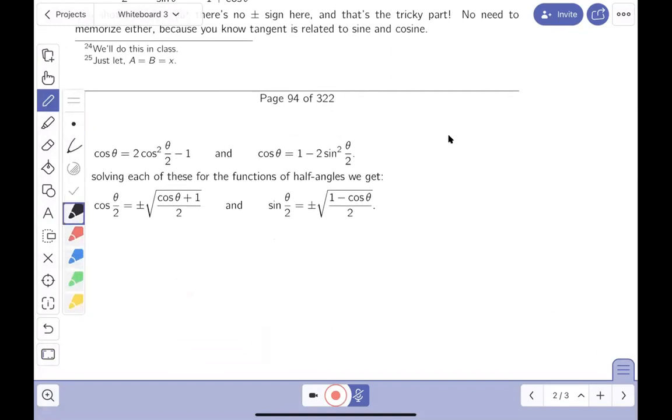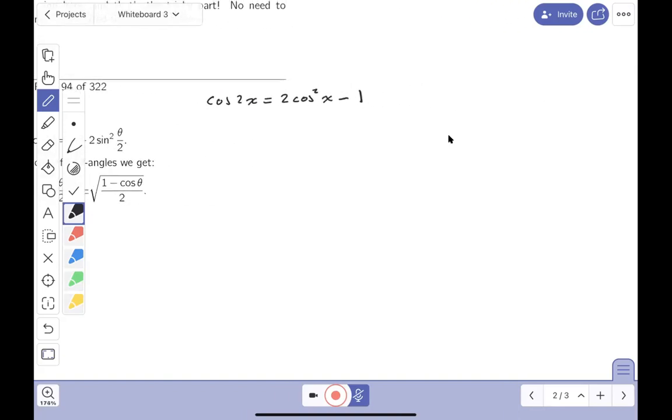Let me go back over this and tell you where these are coming from. So we just derived something. What do we derive? We derive the cosine of 2 theta. No, I think I used x, didn't I? I'm sorry. Equals 2 cosine squared x minus 1. We just derived that. I hope you remember that. And also we derive the cosine of 2x equals 1 minus 2 sine squared x.